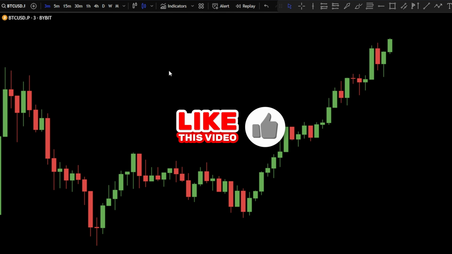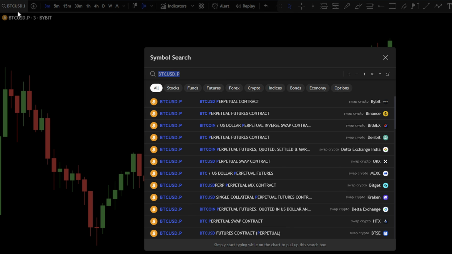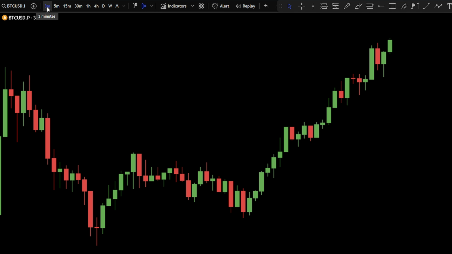Now let's dive right in. To get started, we need to set up our indicators on TradingView, the platform I'll be using for this strategy. First, load the trading security you want to work with. I'm using the 3-minute time frame for Bitcoin to showcase today's strategy. However, this strategy can be applied to various assets and time frames with the proper adjustments.